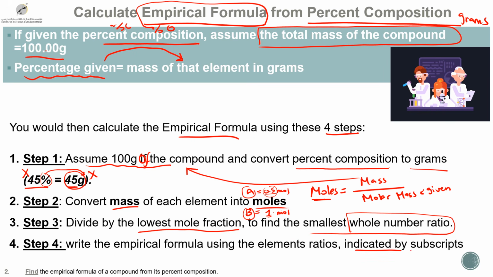Then step 4, you write the empirical formula from the ratios, indicated by subscripts. This is the last step, and step number 3, there might be a problem in understanding them here, okay? But I would like to show you through an example. That will make more sense. So don't worry now if you're confused. Let's go to an example and use these simple 4 steps.